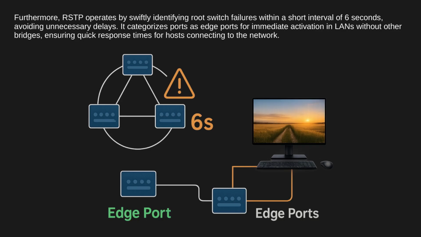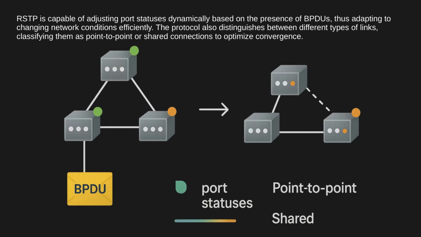Furthermore, RSTP operates by swiftly identifying root switch failures within a short interval of 6 seconds, avoiding unnecessary delays. It categorizes ports as edge ports for immediate activation in LANs without other bridges, ensuring quick response times for hosts connecting to the network. RSTP is capable of adjusting port statuses dynamically based on the presence of BPDUs, thus adapting to changing network conditions efficiently. The protocol also distinguishes between different types of links, classifying them as point-to-point or shared connections to optimize convergence.